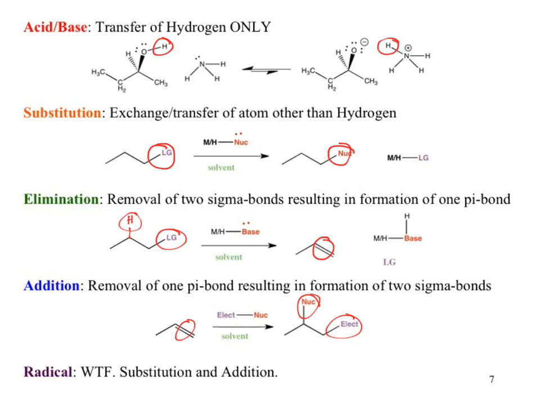The last one is our radical reactions. We'll probably spend one day talking about those at the very end of the semester. They typically classify as both substitution and addition reactions, and they do just weird stuff. Okay. Questions about those?